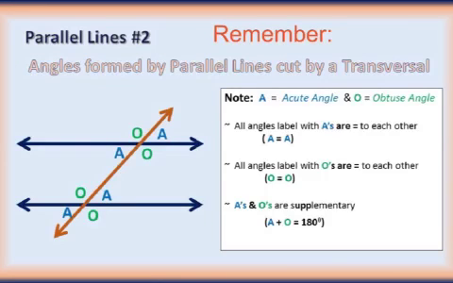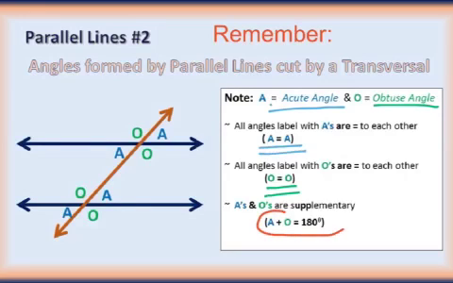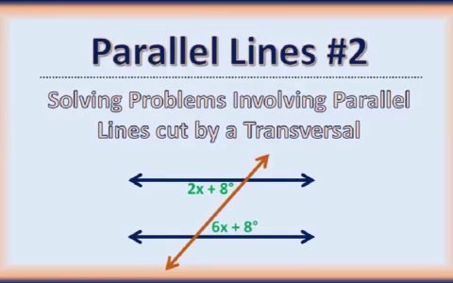Once again, let's remember our rules. Label our picture with acute angles and obtuse angles. And we'll see that our A equals A, meaning acute equals acute. Our O equals O, meaning obtuse angles equal obtuse angles. And we see our relationship when we have one acute and one obtuse, that they're supplementary and add up to 180. This concludes our parallel lines number 2 video.